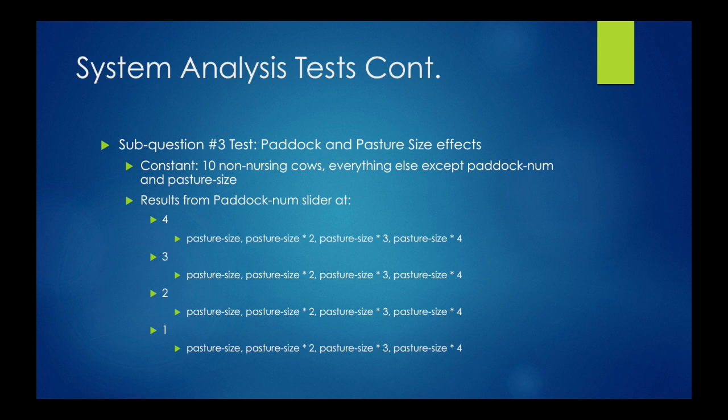Third sub-question test here is paddock and pasture size effects. So the constant, 10 non-nursing cows, everything else except paddock number and pasture size. So you had some 2 variables to play with in this one. And we then ran the tests at these different settings for paddock number.